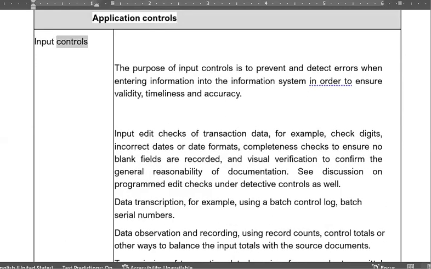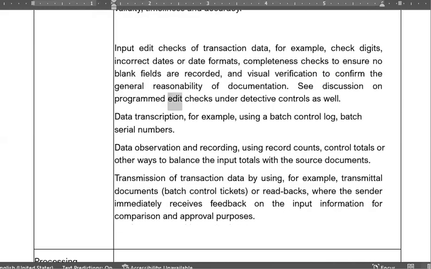Input controls. The purpose of input controls is to prevent and detect errors when entering information into the information system in order to ensure validity, timeliness, and accuracy. Input edit checks of transaction data, for example, check digits, incorrect dates or date formats, completeness checks to ensure no blank fields are recorded, and visual verification to confirm the general reasonability of documentation. See discussion on programmed edit checks under detective controls as well.